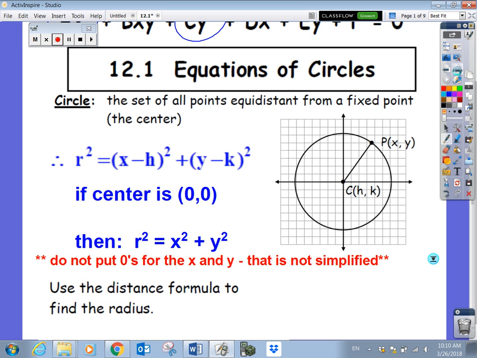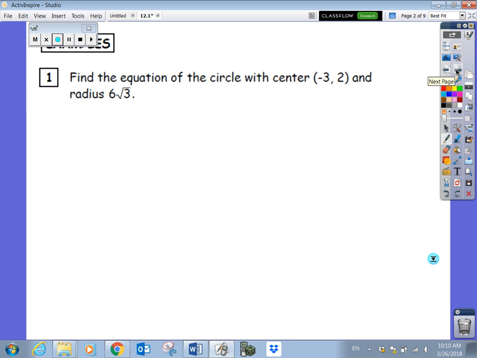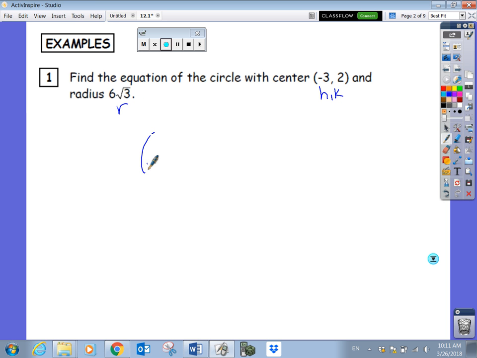We're going to do a lot of different things with the circle. So the first one, it's kind of like a word problem. It's not really a word problem. It's just given to you in words. It could give you a picture, and it would be the exact same problem, just in picture form instead of word form. So this one's pretty easy, the easiest type you can have, where it gives you h, k and it gives you r. So you plug that in the formula. x minus h, so minus negative 3 becomes plus 3. y minus k, so minus 2, squared, equals r squared. So 6 root 3 is r.